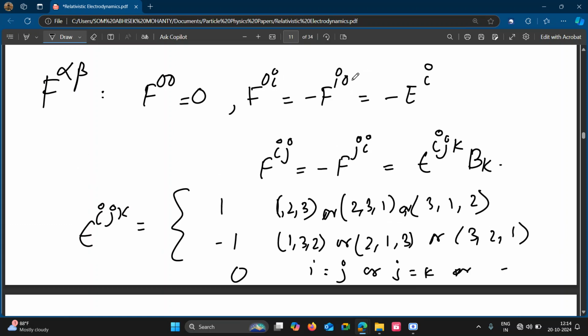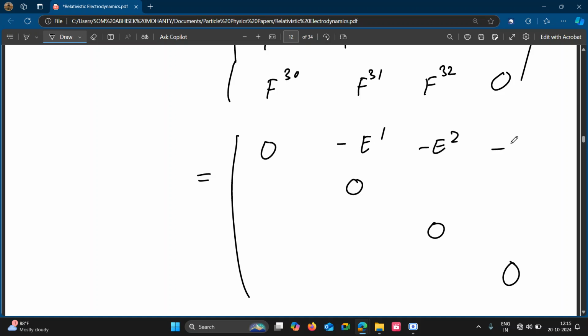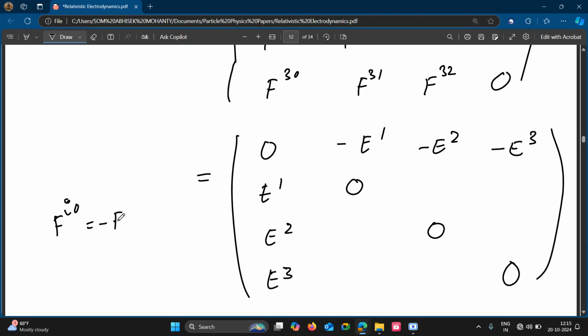So F01 will be what? F01 should be minus E1, isn't it? So we can write that 0, 0, 0, 0, minus E1, minus E2, minus E3. And this one will be E1, E2, E3, because this is a negative of negative. Fi0, this is F10, no? So Fi0 is minus of F0i. So minus of minus E1, so this is E1.